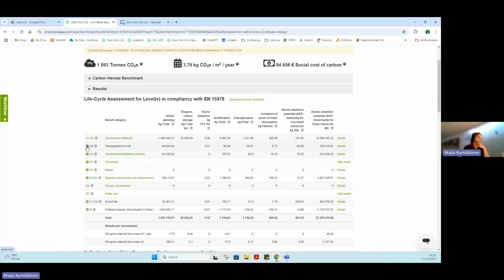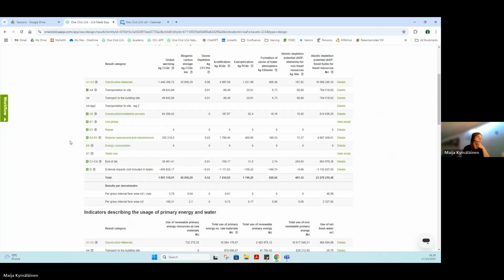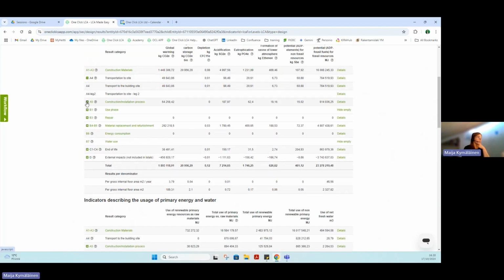Here it's also possible to open up these little plus signs. For example, here we had A4, and that can be separated into this kind of transport. And if we have these second legs added there, you can also view them separately.